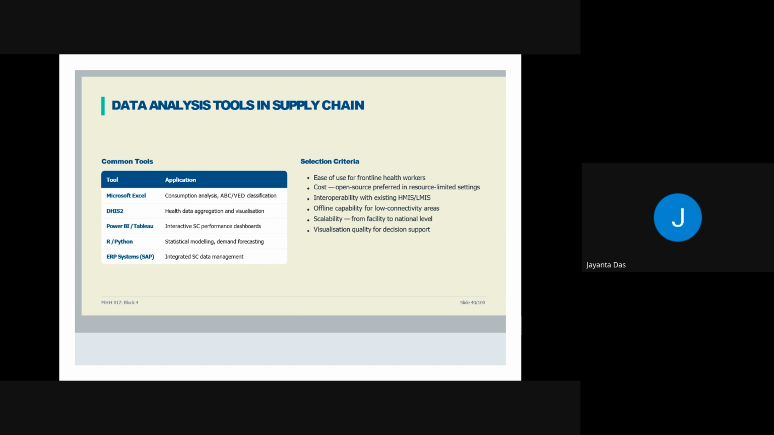And the selection criteria: easy to use for frontier health workers. So we need to apply that tool which will be easy for them to handle, to understand and operate. We also need to consider the cost, interoperability with existing systems, offline capability for low connectivity areas, scalability, and visualization quality for decision support.